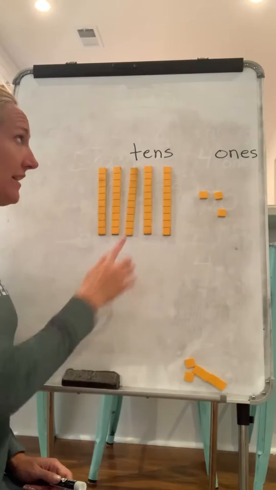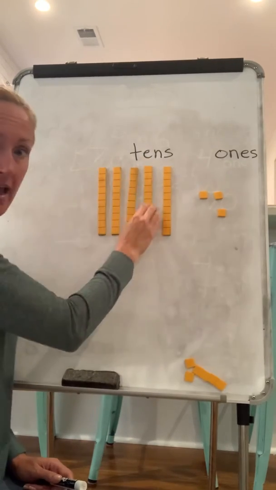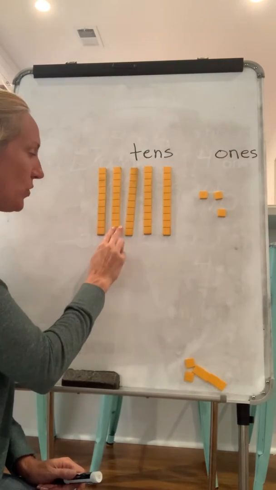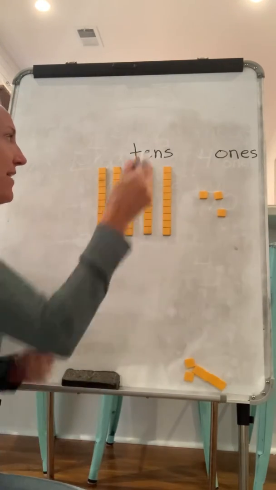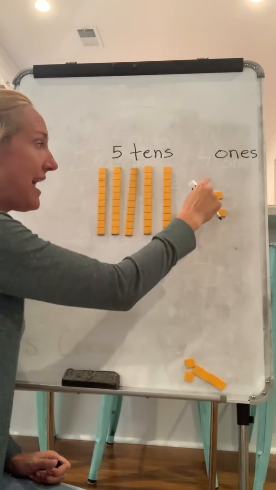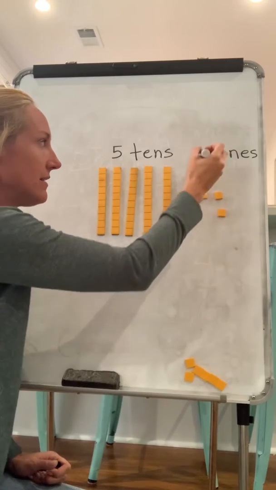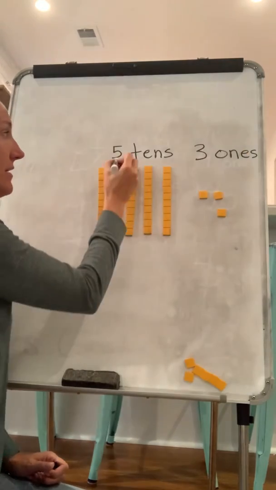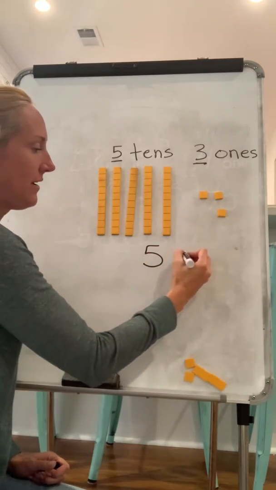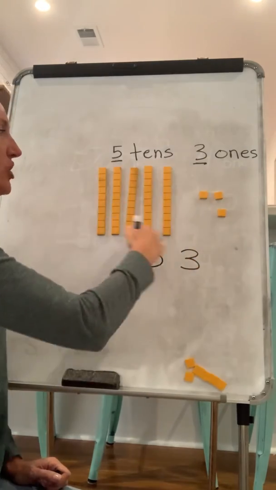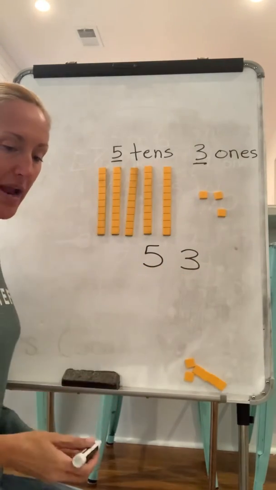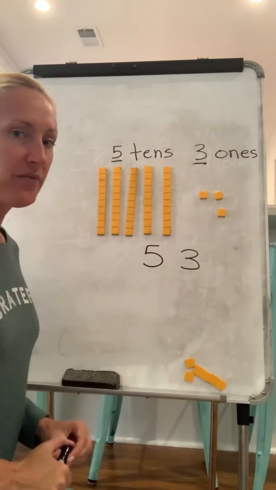Okay. Or let's just count how many groups of 10 we have. We organized it into groups of 10. So we've got 1, 2, 3, 4, 5 tens. We know that equals 50, right? 50 squares. And then we have 1, 2, 3 ones. 5 tens and 3 ones. 5, 3. So how many squares is this all together? It's 53 squares.